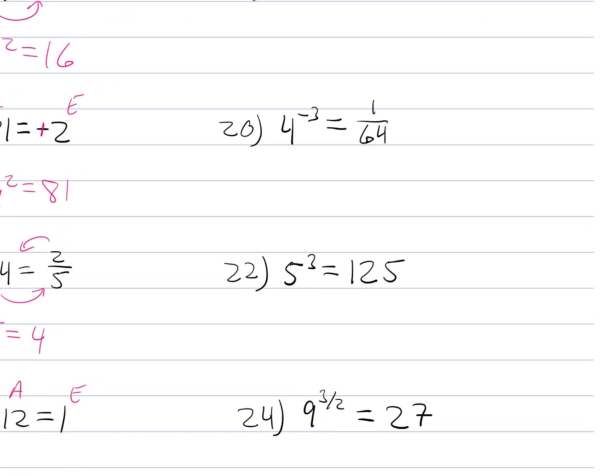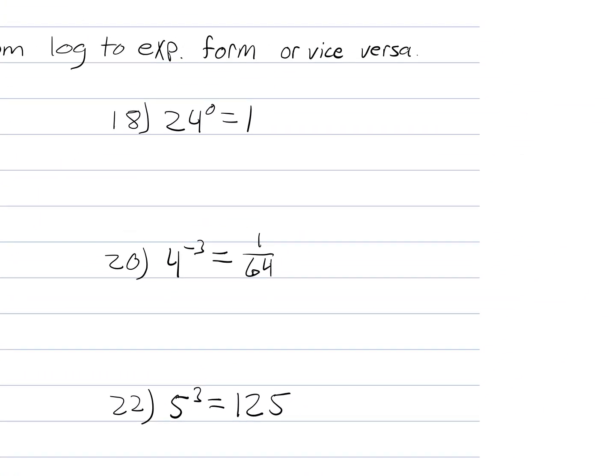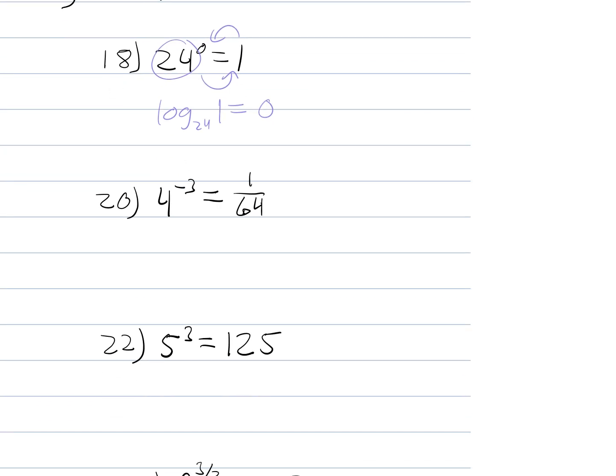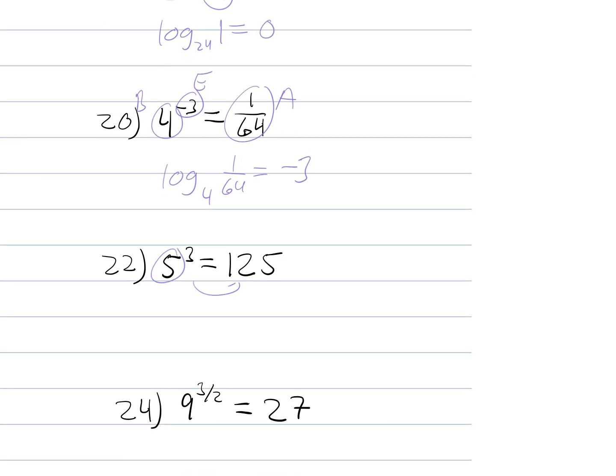Same exact thing if you were going from exponential to logarithmic. Your base is going to be 24, so I'm going to circle it and then loop around. I have log base 24 of 1 equals 0. Or you can label it: this is your base, this is your exponent, and this is your answer. If you rearrange it so that it's in the order of BAE, then you get log base 4 of 1/64 equals your exponent, -3. It doesn't really matter how you do it, just as long as you know how to go from one to the other.